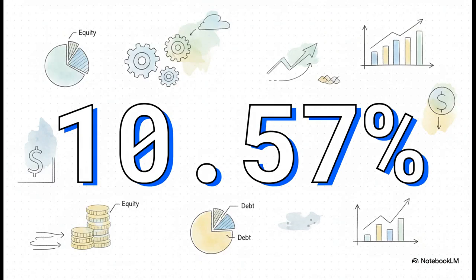And when you run the numbers, you get our final answer, 10.57%. This is the company's weighted average cost of capital. Think of it as the minimum return the company has to earn on any new project just to keep all of its investors, both equity and preference, happy. We did it. We've solved the problem.